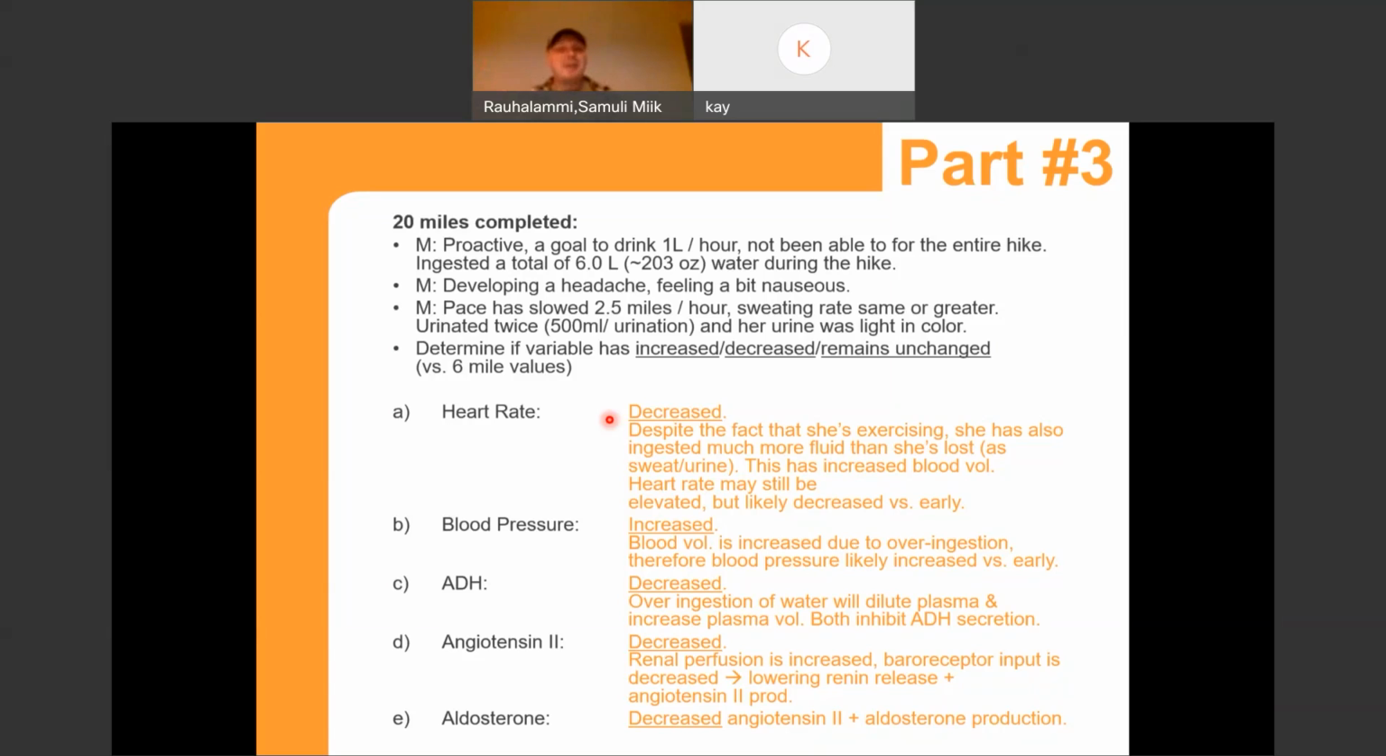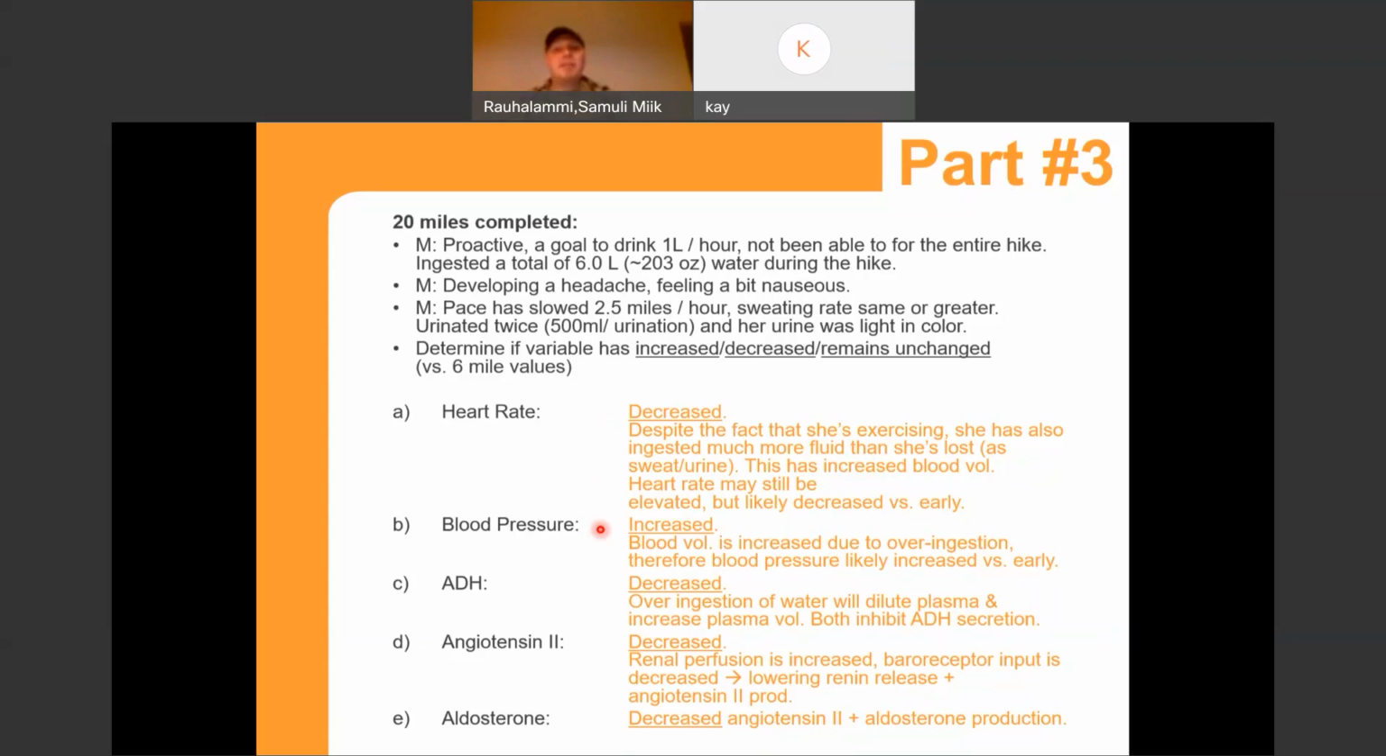So really, to summarize the answer, heart rate has dropped, and it has dropped even though she's exercising. She has now so much extra fluid going around in her body that her total blood volume is up. And for that reason, her heart now beats at a lesser rate to compensate for that excess fluid.